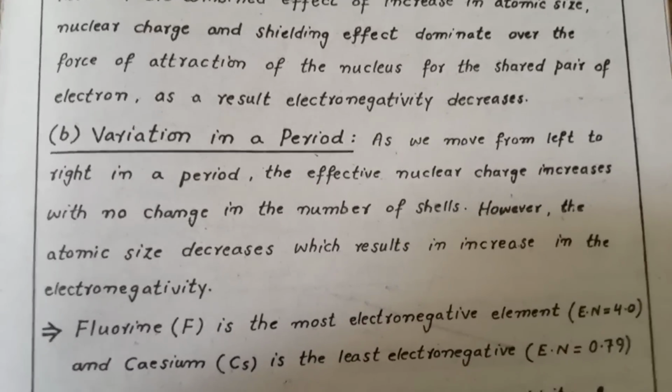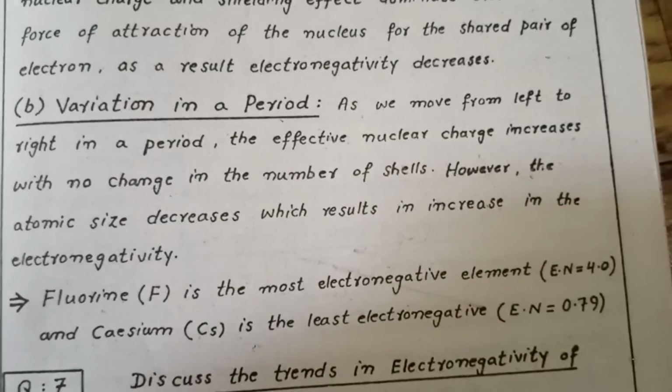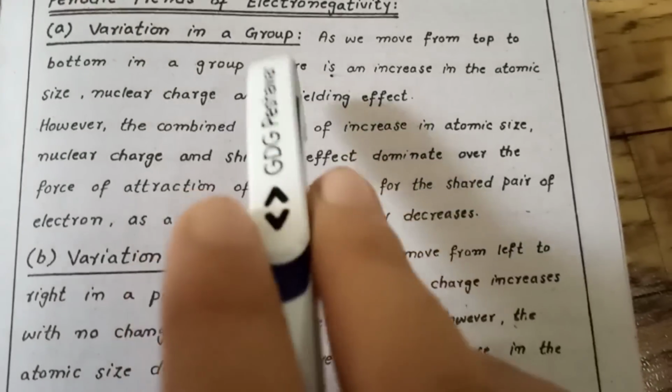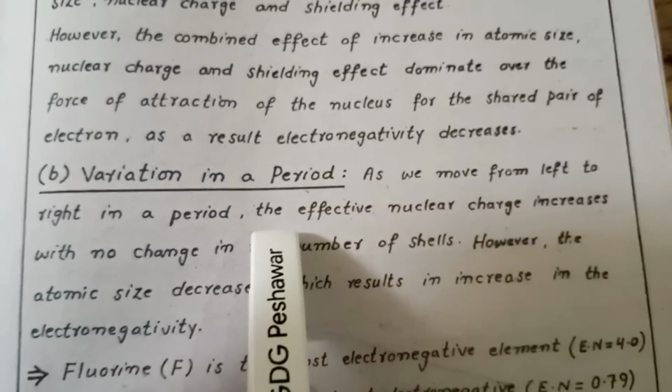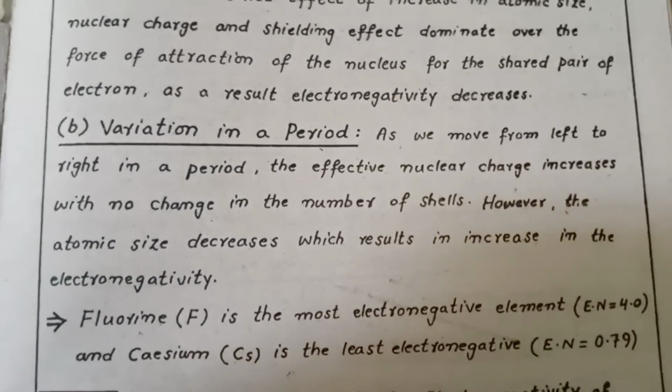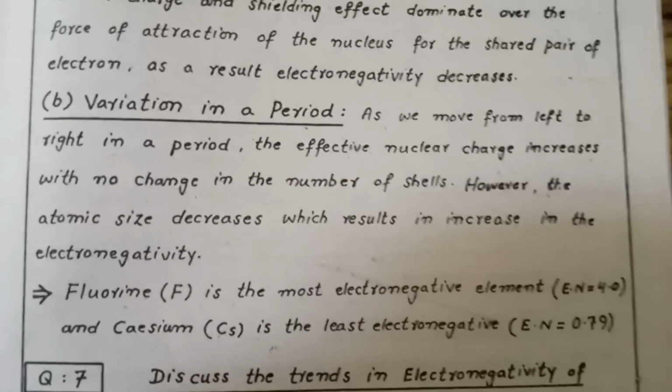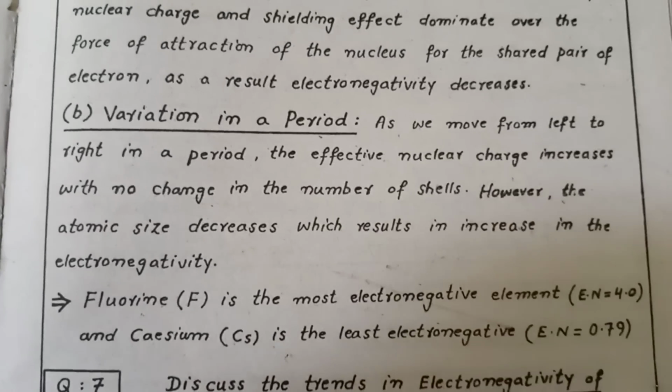So that's how the periodic table has trends in electronegativity. First of all, we discussed the variation in the group, and then we discussed the variation in the period. So guys, this was all about electronegativity, the factors affecting electronegativity, and the trends of electronegativity in the periodic table.